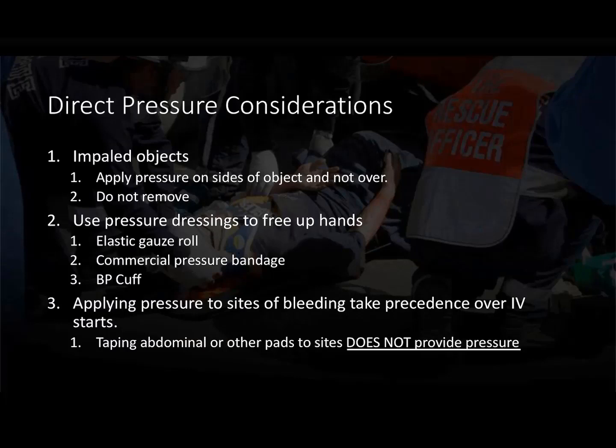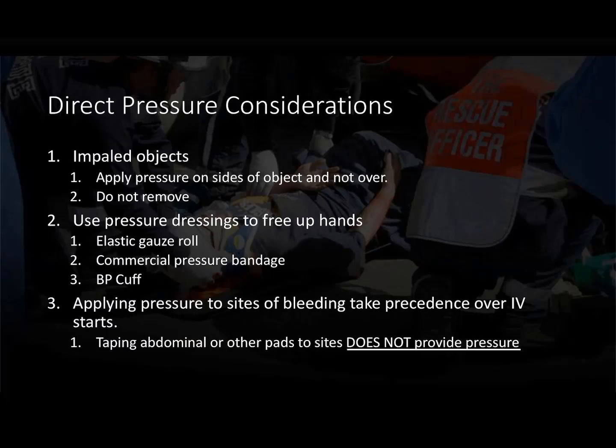There's also commercial pressure bandages that can be utilized. These are very useful tools, especially in large extremity bleeding. And if you really had to and you had no other resource available to you, you could utilize something like a blood pressure cuff to maintain that pressure in absence of your hands. Remember that bleeding is always going to need to take precedence in our management evaluation over things like replacing volume with an IV.